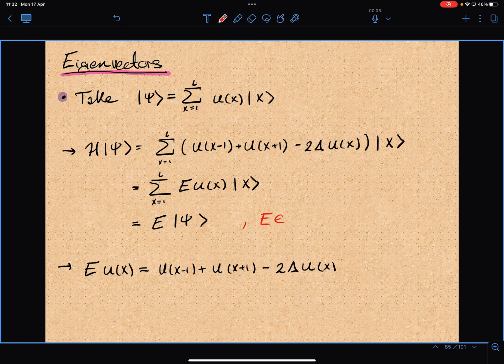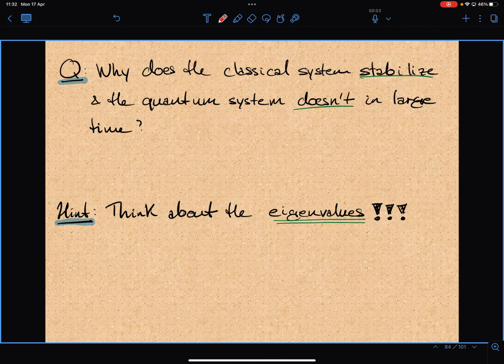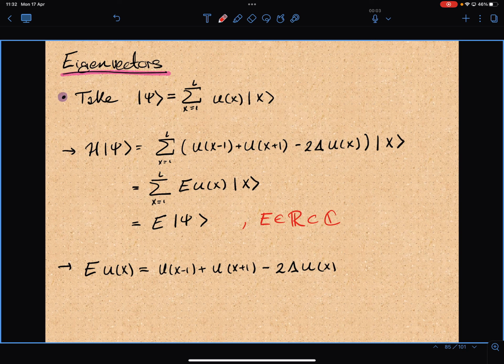So to save face for myself, I'm going to say that the reals are inside the complex. Yeah, that's a good point. And here in quantum mechanics, E, the eigenvalue, is always going to be real, and it has the interpretation of energy. So that's something good to think about, especially since I've given you the previous hint that the difference is in the eigenvalues. So keep thinking about that.